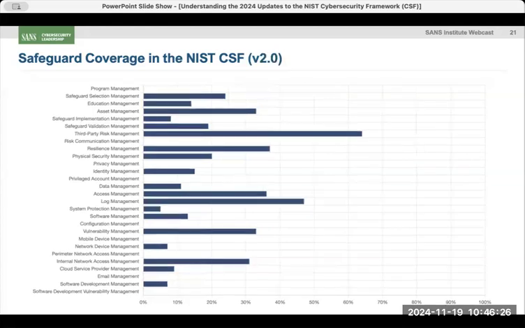If I do that for version 2, you'll see that there are some differences there as well. There's more emphasis on third-party risk management, more emphasis on log management, but there's still a fair amount of other areas that really aren't addressed at all. Mobile device management, not a single statement. Email management, no statements at all. Very few statements on perimeter network security, privileged account management, and privacy.